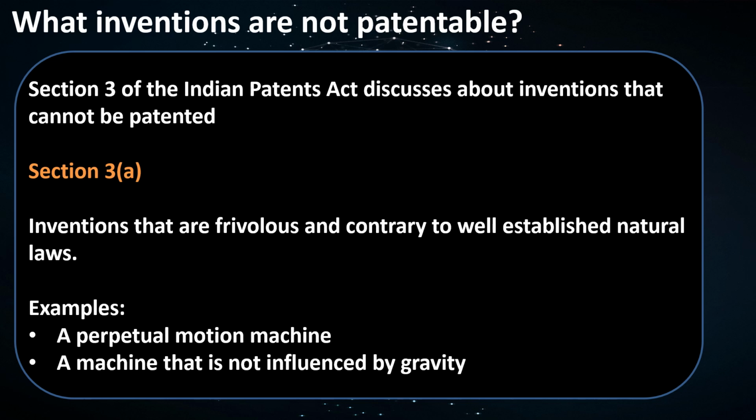The second example: if someone says that they have a device on earth which is not influenced by gravity, again this is not possible. Anything which is on earth will be influenced by gravity. So a machine that is not influenced by gravity is not possible. So these inventions are frivolous and contrary to well-established natural laws, and will eventually get rejected by the patent office.